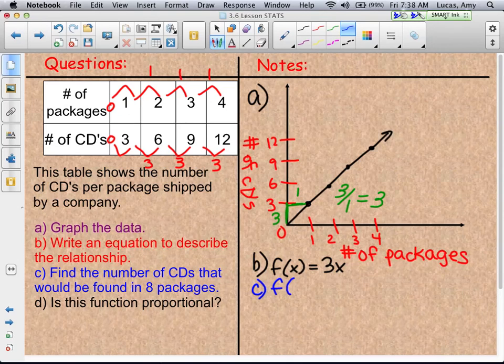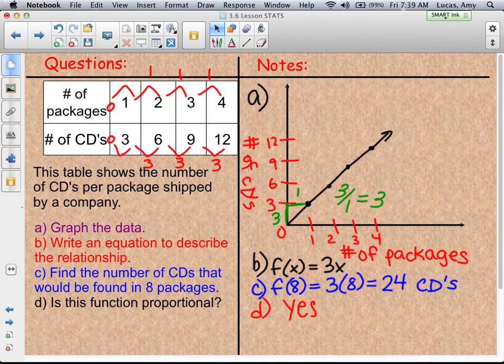Now, 8 packages. Packages are on the x-axis, so I can substitute 8. If I had 8 packages, there would be 24 CDs. And last but not least, is it proportional? Yes, because it goes through 0, 0, and it's a line.